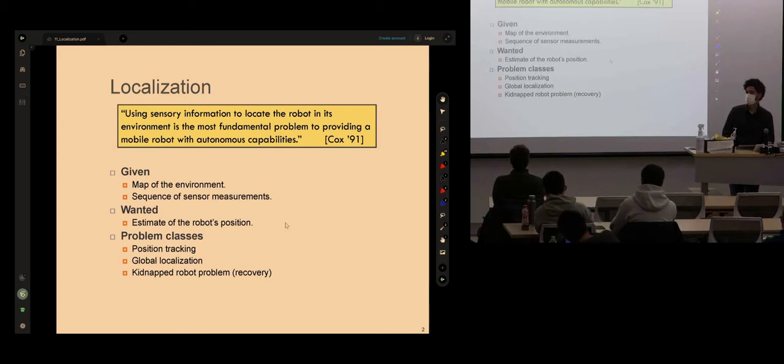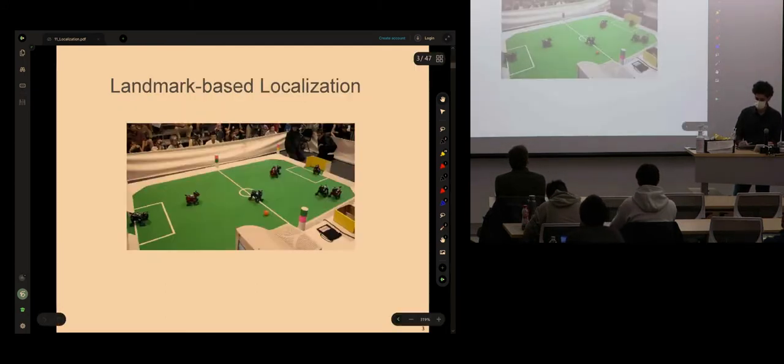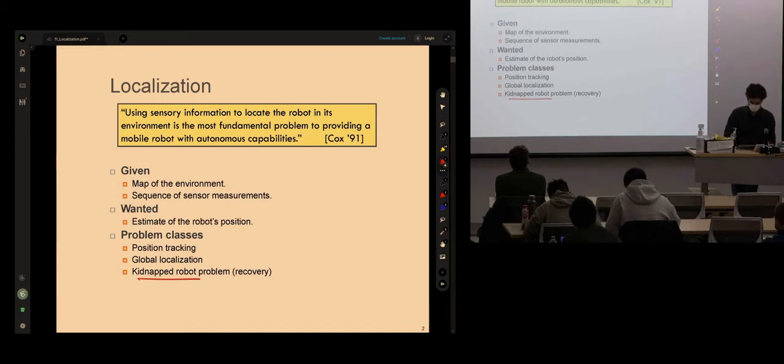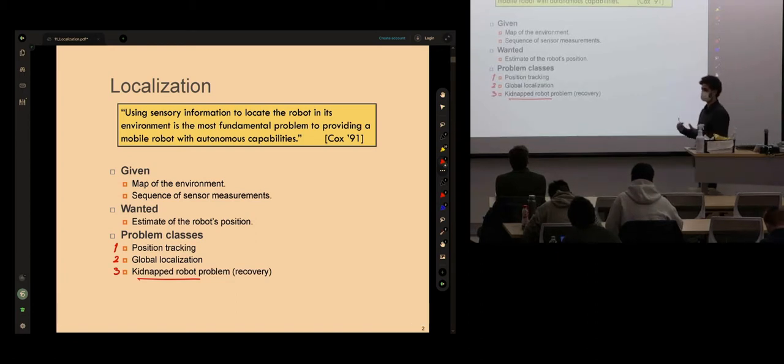What if we know where we are and we're tracking, and then maybe for some reason the robot loses the tracking, or we lift the robot and put it somewhere else, or for any reason the algorithm is interrupted, and then we want to recover again. This is typically called the kidnapped robot problem. So tracking, global localization, and recovery when the localization is somehow interrupted.